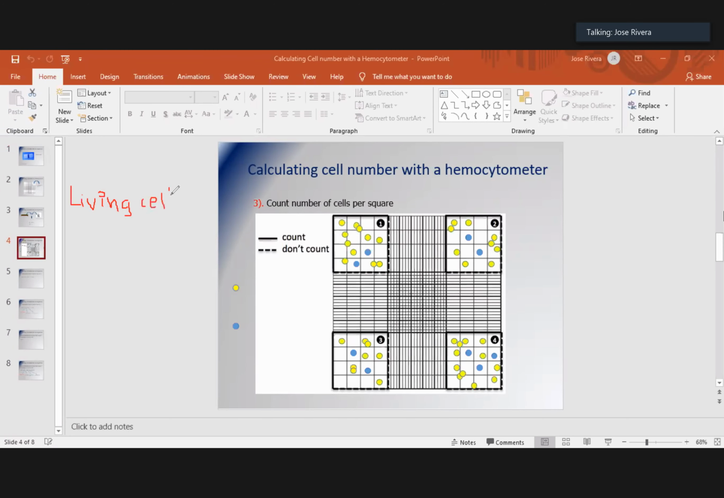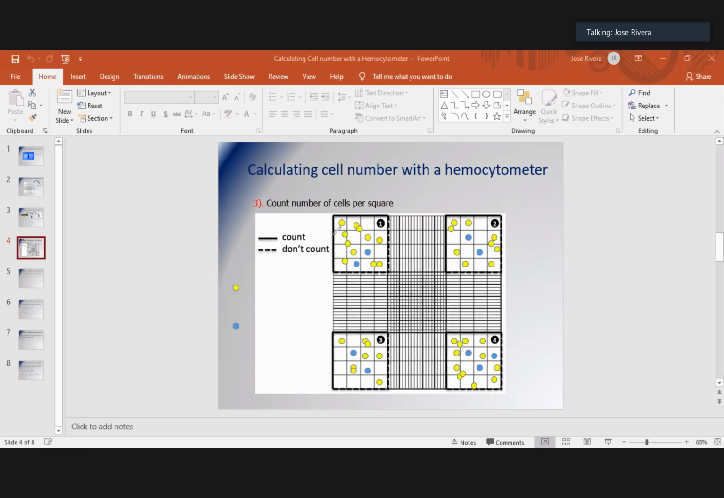Okay, and we have four quadrants. We have 1, 2, 3, and 4. So in quadrant 1, you want to count the cells that are inside this quadrant only. And some people have these, sorry, I erased that.